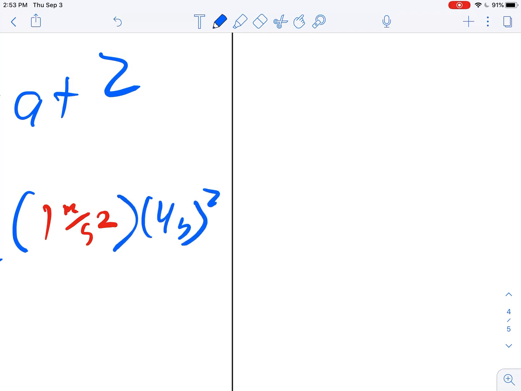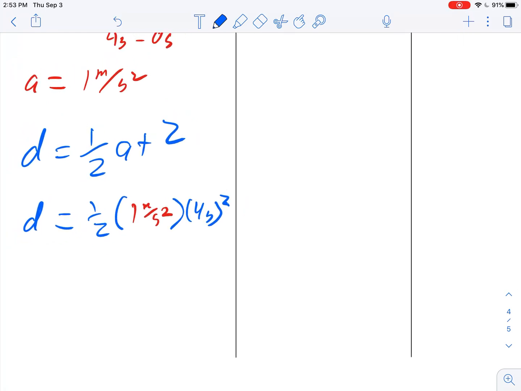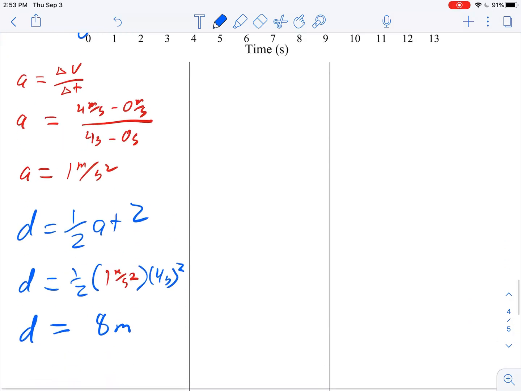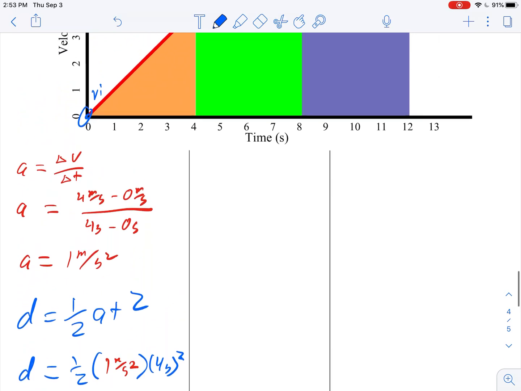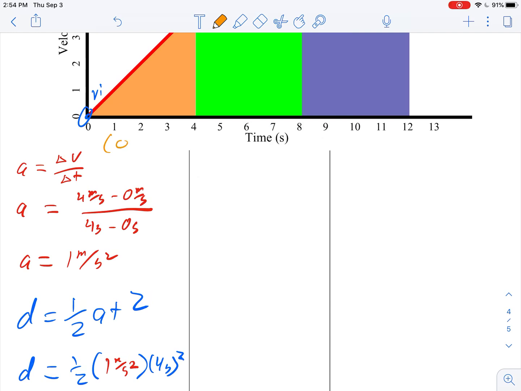So 4 seconds squared. When I'm doing this mental math-wise, I actually compute backwards. So I do 4 squared first, which is 16. I multiply that by 1, and then I divide it by 2. During this first chunk, this triangular part of the graph, as I move away while speeding up at a rate of 1 meter per second squared, I move a total of 8 meters. That's the first chunk, so let's put it in here. This is 0 to 4 seconds.